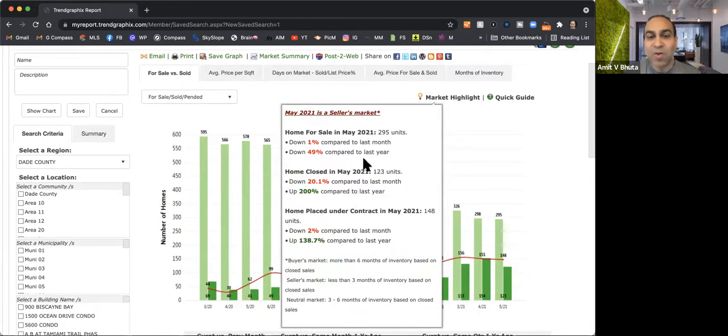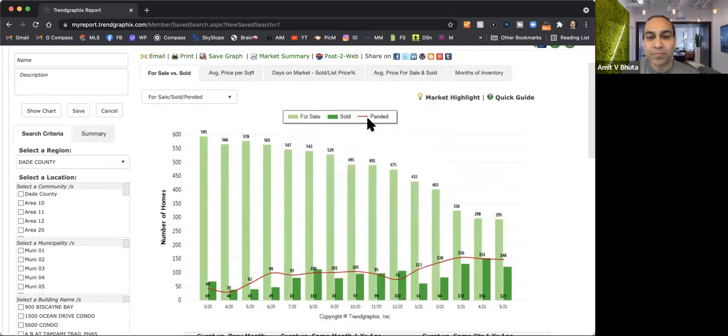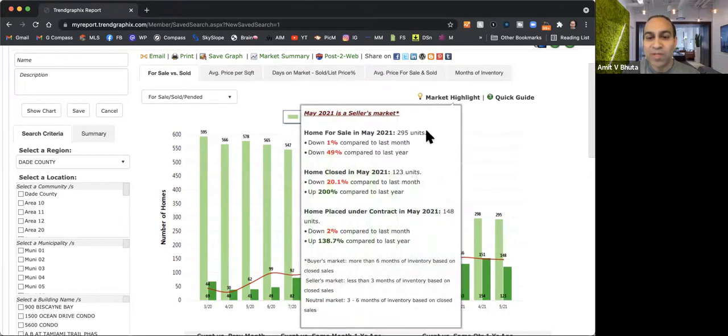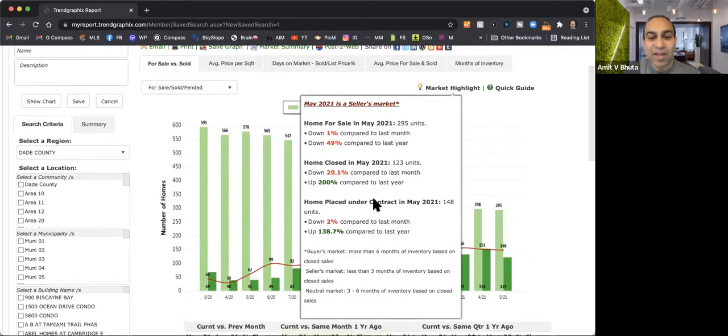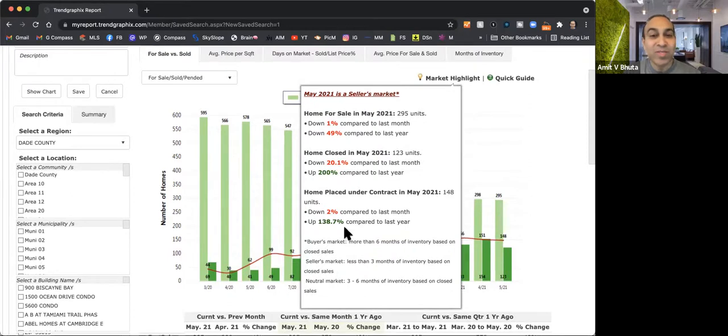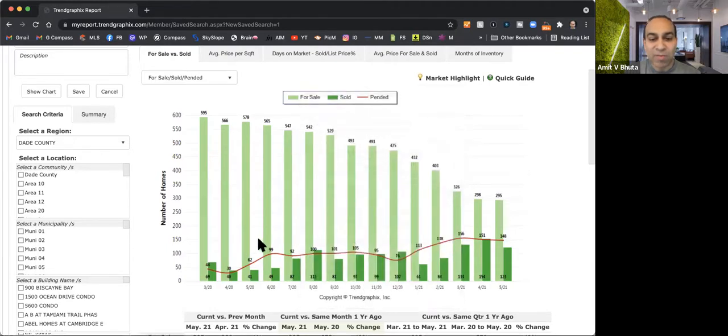So if we look at combined single family homes, condos, townhomes, all in Coral Gables and all price points, we have 49% less properties for sale. Also, sorry about that, we have 200% more homes sold than last year. And we have 138.7% properties that are under contract. So let's go to the numbers.